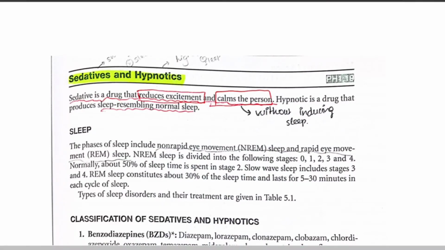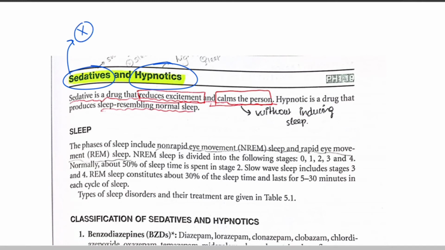Hey guys, this is a session on sedatives and hypnotics. What do you mean by the word sedative and what do you mean by hypnotics? Sedatives are drugs which are usually prescribed in small doses and they do not induce sleep, whereas hypnotics are usually preferred in higher doses and they induce sleep. So this is the main difference.